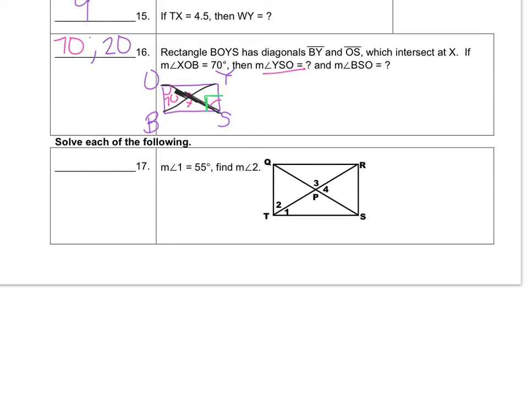Okay, on number 17, it says if the measure of angle 1 is 55, then you're looking for angle 2. It's a rectangle because it's under the rectangle section. So rectangles have 90-degree angles in the corners. So if one angle is 55, to find the measure of angle 2, just do 90 minus 55, and you should get 35.